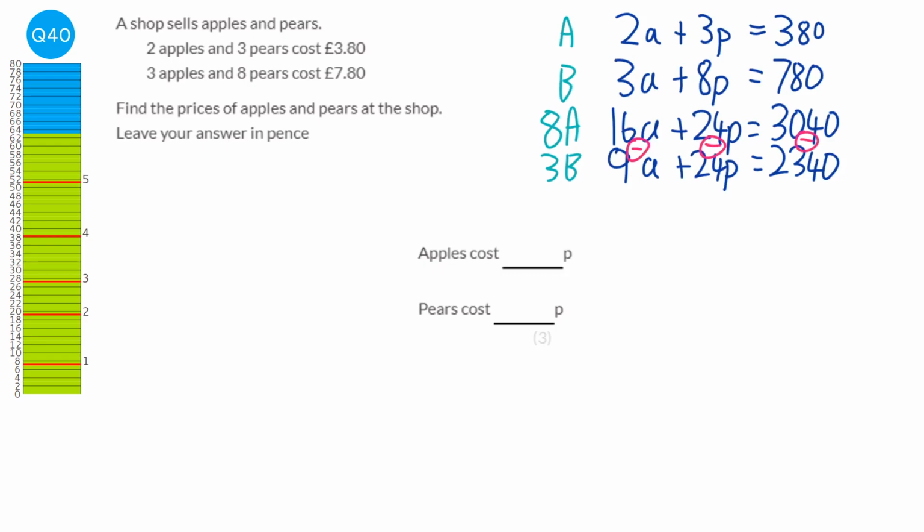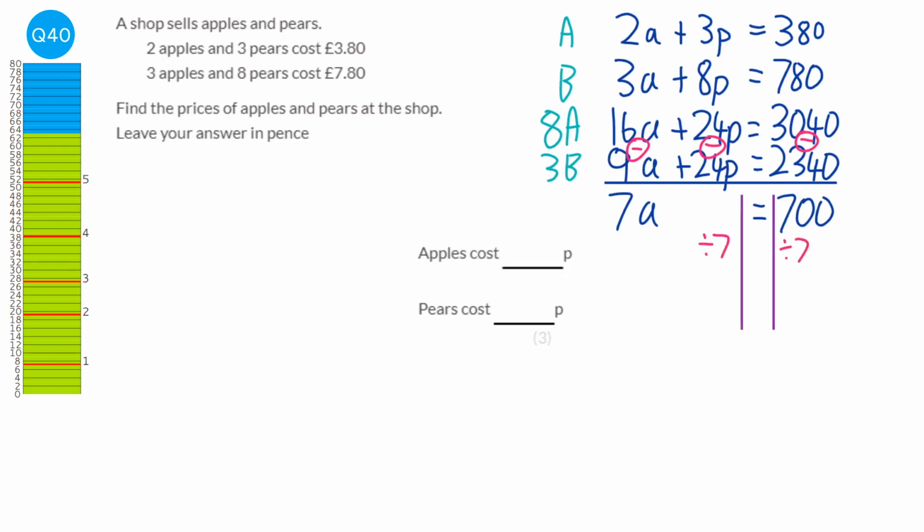So we're going to start off by doing, and I can just do a little line here to show what we're doing. So we're subtracting going downwards, and we're going to do 16a take away 9a, which will be 7a. 24p take away 24p, which is nothing, which is why we did that, to eliminate them. And then 3040 take away 2340 will be 700. Then I can put my lines in, and all I need to do now is just divide both sides by 7, and I get a equals 100.